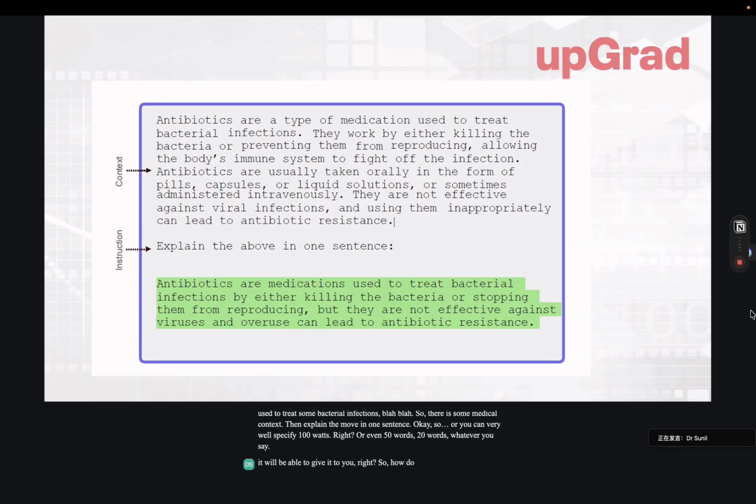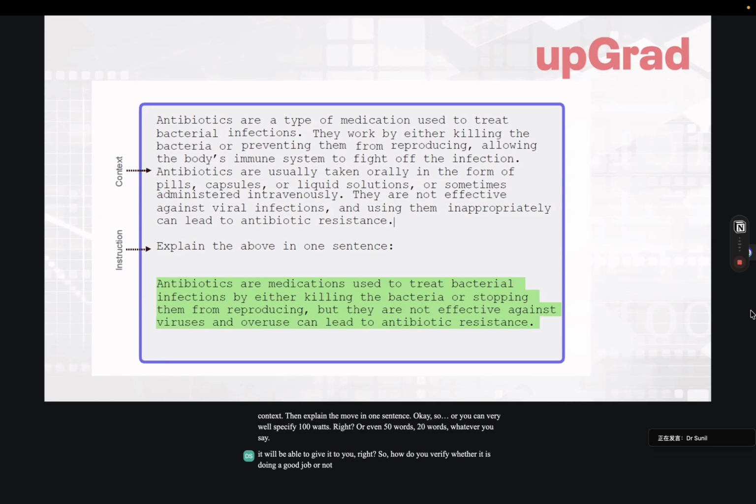So how do you verify whether it is doing a good job or not? Maybe initially it can be a manual verification, or maybe some golden data set is what we prepare.